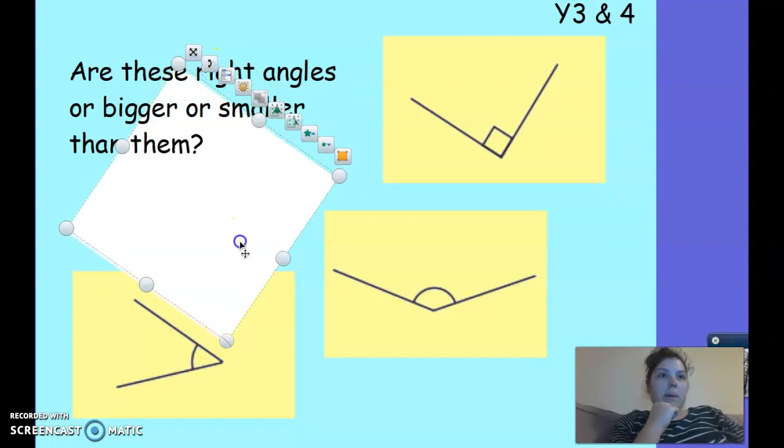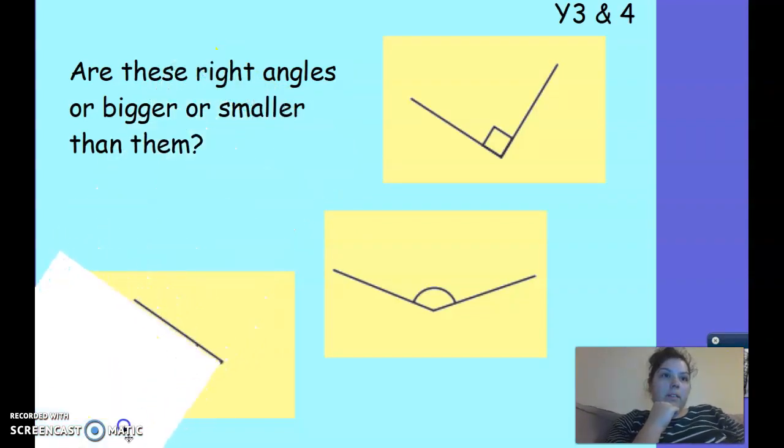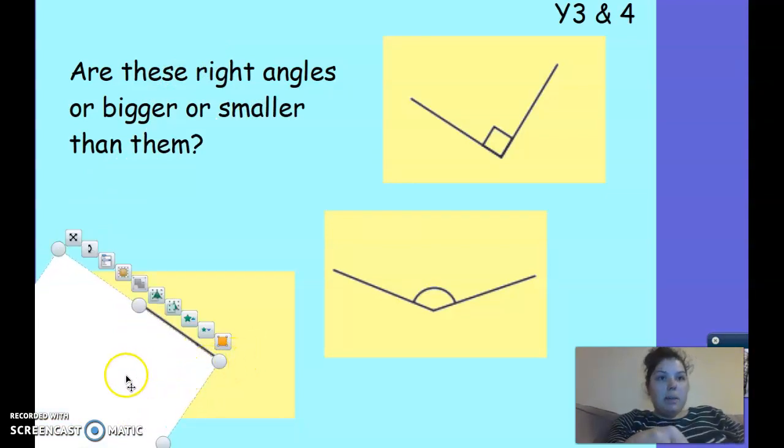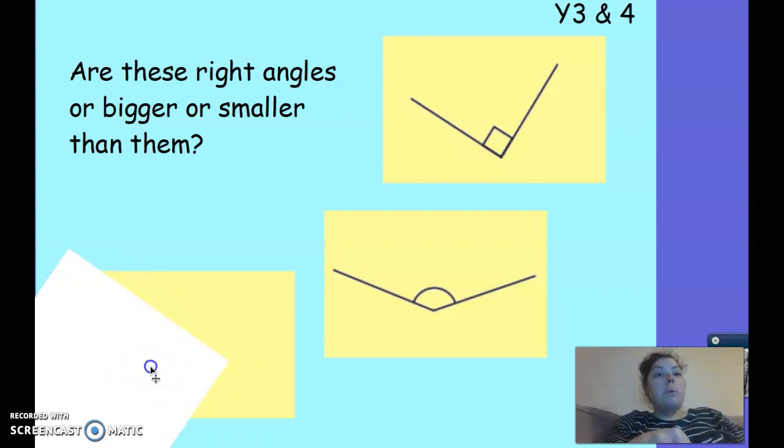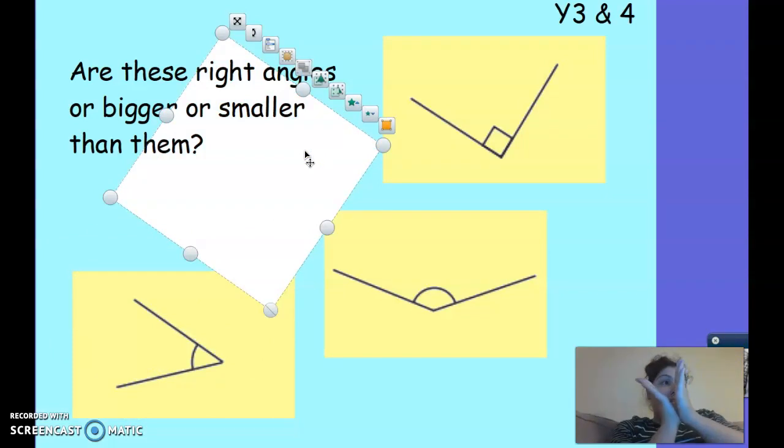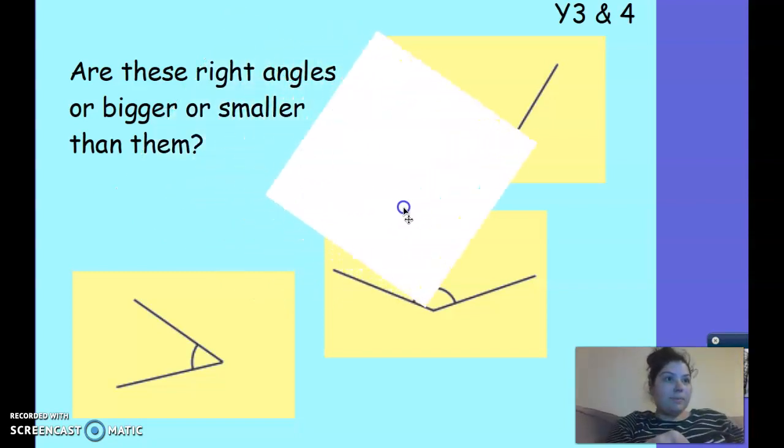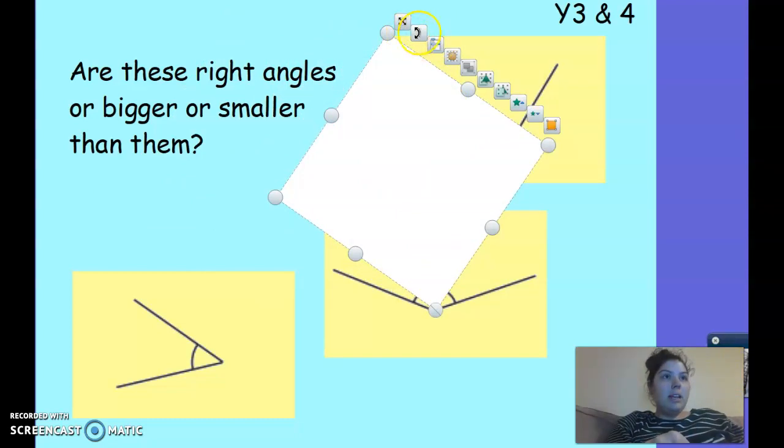I'm going to run my piece of paper along one of the lines, so it runs along here, and I can see that the other line that makes the point is running underneath the piece of paper, so it is smaller than a right angle, and you can see that. So if I was making the angle here, it's smaller than the right angle. And then last one here.